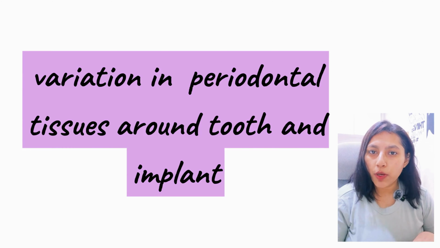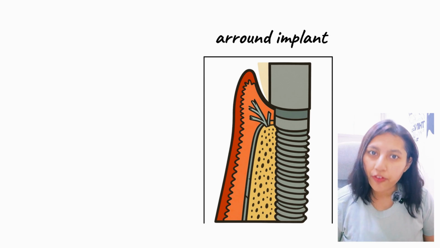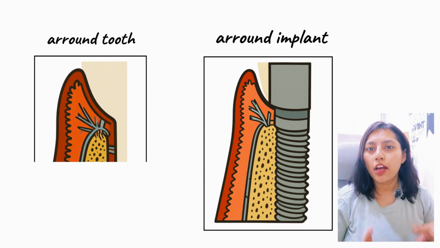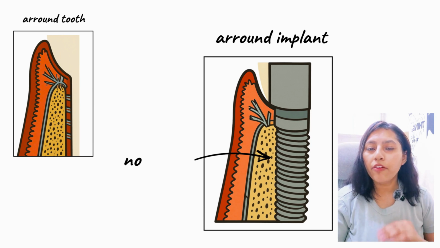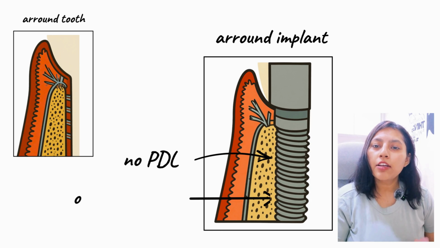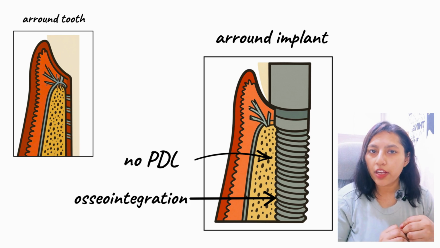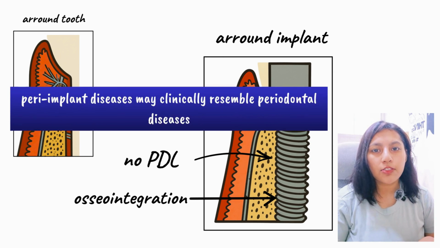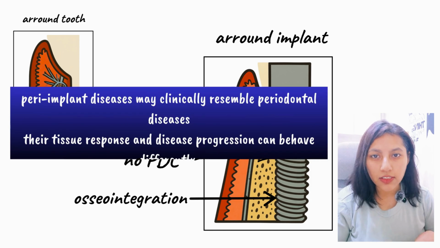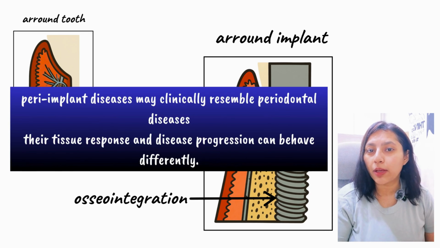One very important thing to understand here is that peri-implant tissues are biologically different from periodontal tissues around natural teeth. Unlike natural teeth, implants do not have periodontal ligament attachment. Instead, peri-implant tissues form through wound healing and osseointegration after implant placement. So, although peri-implant diseases may clinically resemble periodontal diseases, their tissue response and disease progression can behave differently.